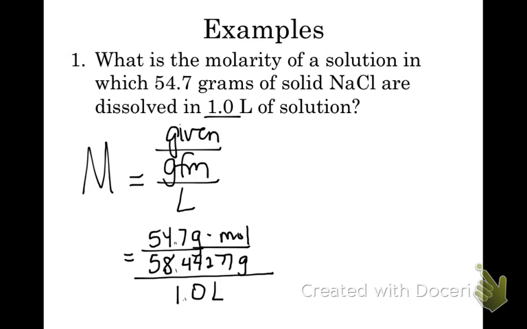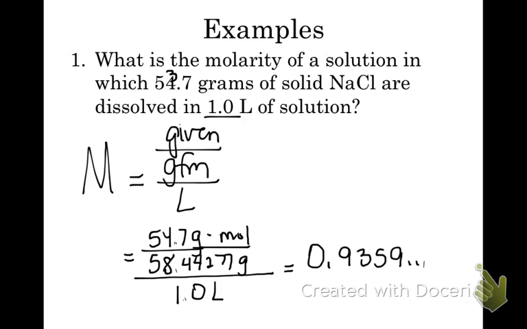So you'll punch this into the calculator, 54.7 divided by 58.44277 divided by 1, or just leave it as itself, because anything divided by 1 is itself. And the calculator gives me 0.934 0.59, etc. Alright, so now we have to look at the number of significant figures.